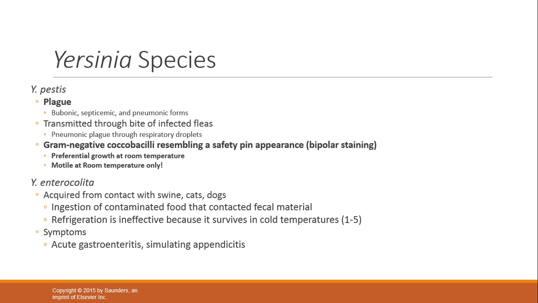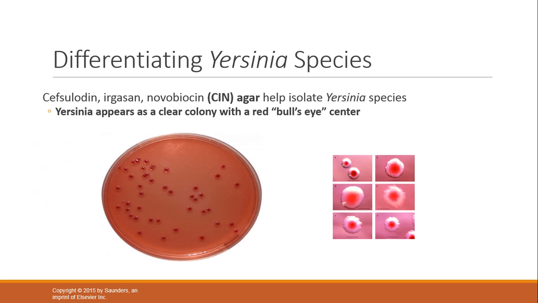And we can see this. It can contaminate platelets because our platelets are incubated at room temperature, whereas our blood supply is kept at colder temperatures. Yersinia enterocolitica is the other species in this genus, contaminated food and fecal material. And refrigeration is ineffective for this group. It can survive in very cold temperatures, so it can live in our blood supply and reproduce. And then acute gastroenteritis and appendicitis-like symptoms.